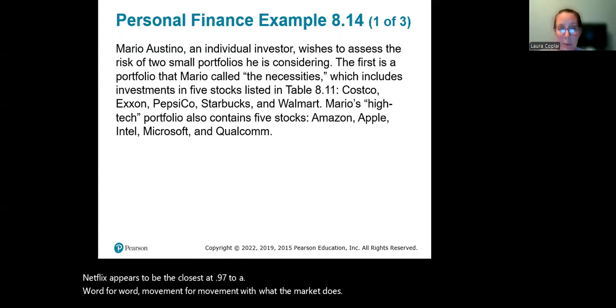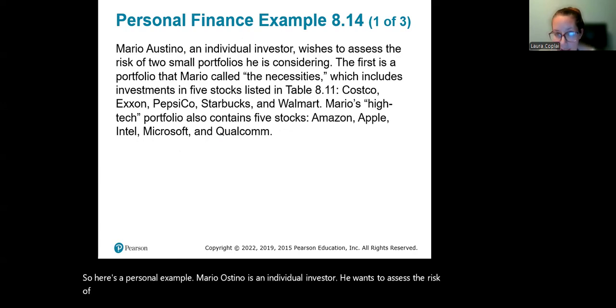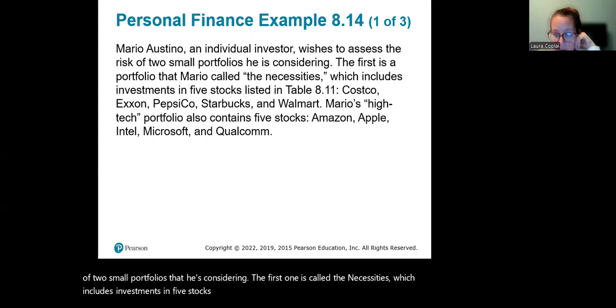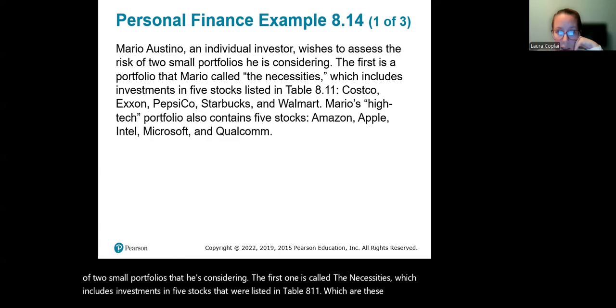So here's a personal example. Mario Ostino is an individual investor. He wants to assess the risk of 2 small portfolios that he's considering. The first one is called the necessities, which includes investments in 5 stocks that were listed in table 8.11, which are these here: Costco, Exxon, Pepsi, Starbucks, and Walmart.